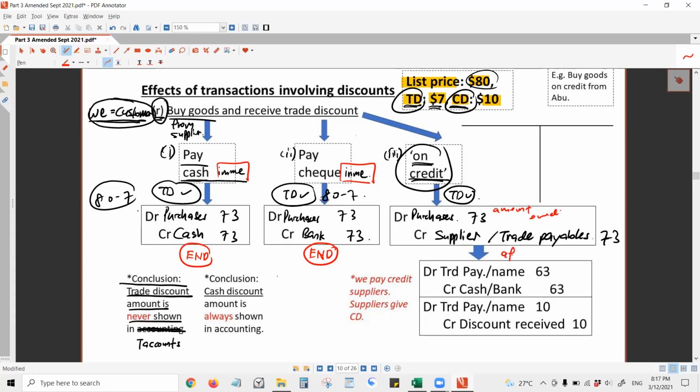So after some time, we have to repay the supplier, because we owe money to the supplier. How much do we pay? Assuming that we are punctual, we are on time, the supplier gives us a further discount of $10, which we call cash discount. Therefore, we pay only $63. Make sense? 73 minus 10, therefore 63.